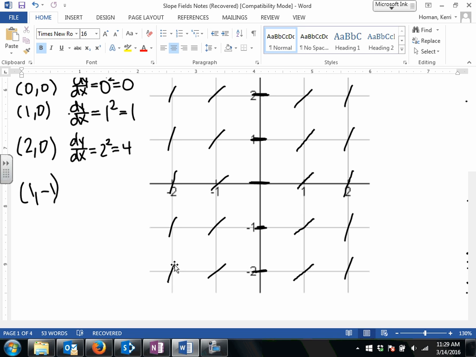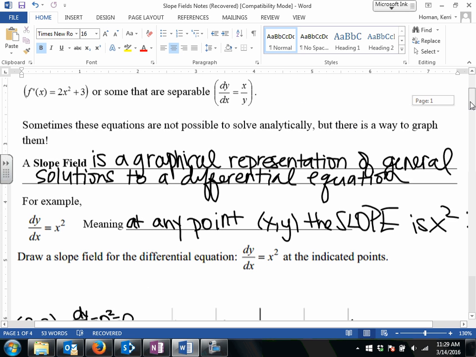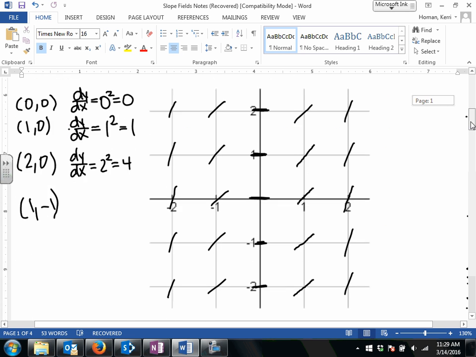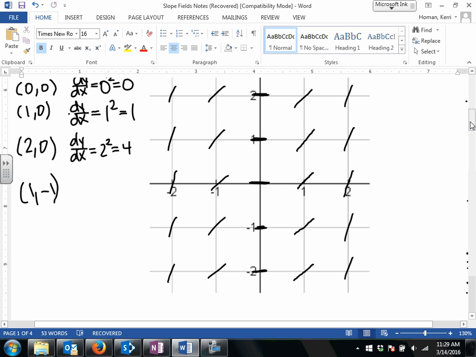I want you to think about what our differential equation was. dy/dx is x squared. I kind of like to say it's going to take you where the wind blows. If we follow the wind, what do these look like? We're going northeast. They're steep, they get less steep to 0, and then they get steep, steep, steep again.